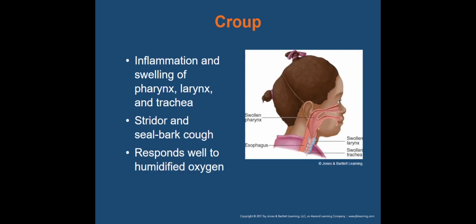Croup is a condition commonly found with children. And croup is basically a virus. It's caused by a virus, and there are a couple of different viruses that cause croup-like symptoms. It really comes down to that seal bark. You walk into a house, you can hear the kid just kind of barking. And it is the cough that they're experiencing, and it's caused by inflammation and swelling in the pharynx, larynx, and trachea. You may also hear that stridor sound.